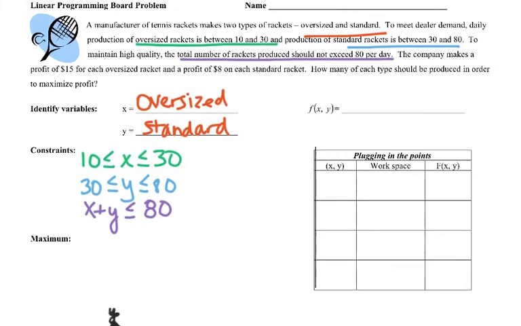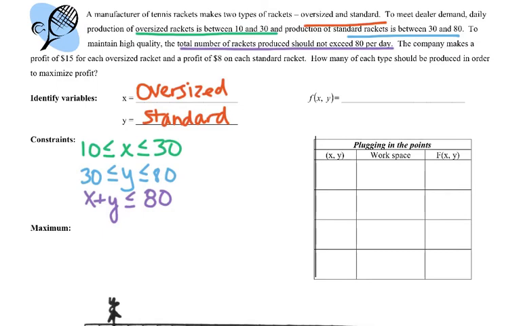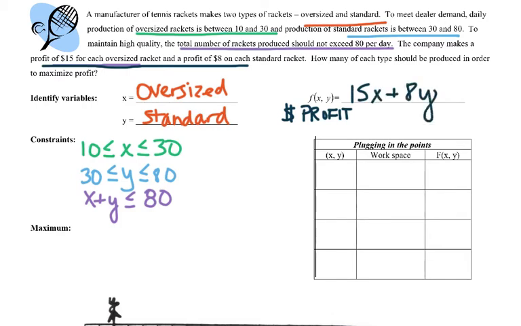Okay, so now we're going to have to graph these, but before we get to that, I'll do the last part, which is what we call the profit equation. Anything with money is going to go over here, so I call this the profit or the money equation. So we get $15 for each oversized racket, $8 for each standard racket. Okay, so now we've got to graph this.